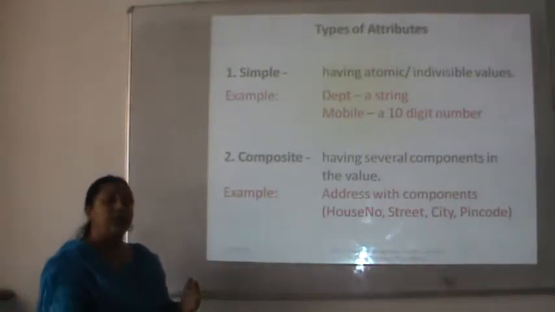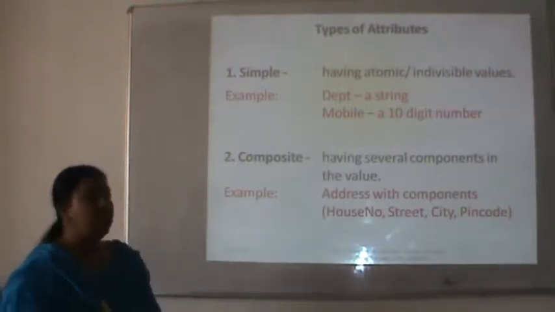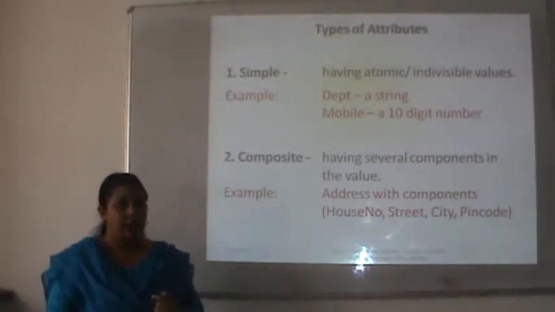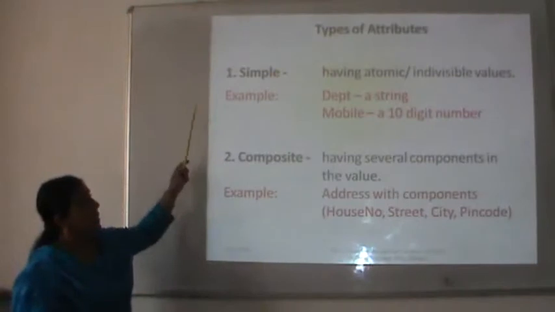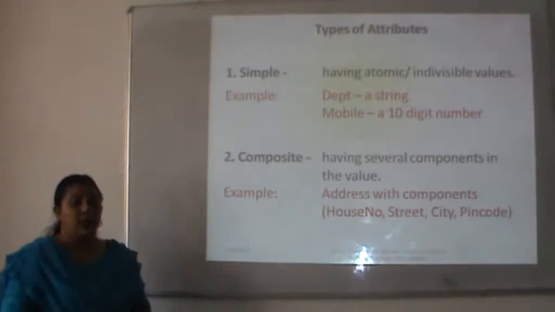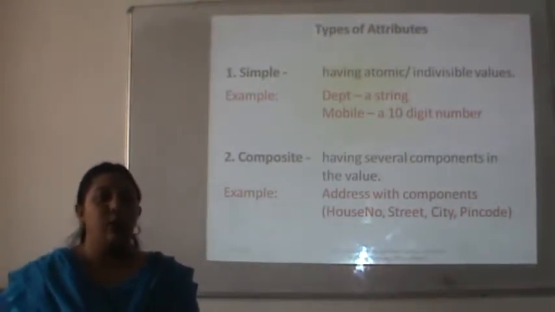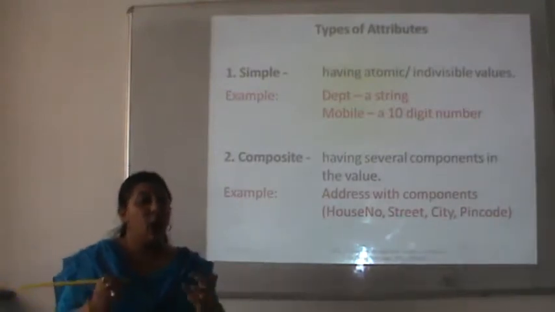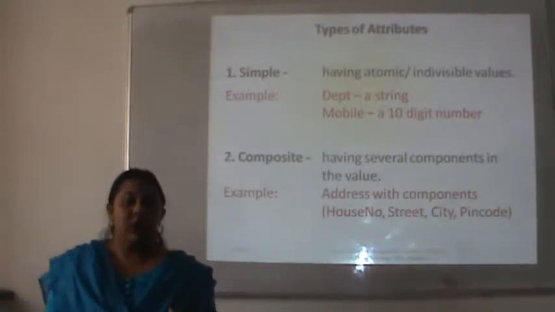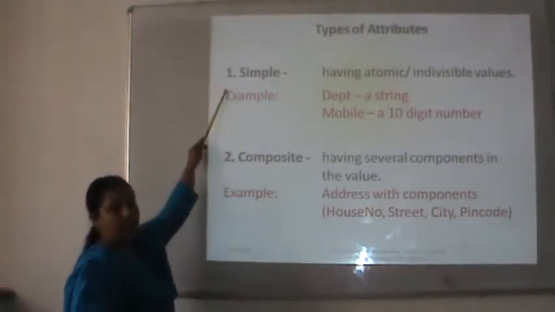There may be different kinds of attributes. When we design a database, we should keep in mind that all attributes do not have similar nature. So, different types of attributes are, number one, simple attribute. Simple attributes hold atomic values. Atomic means the values which are indivisible, which are not composed of different values. So, the attributes that hold atomic values are called simple attributes.